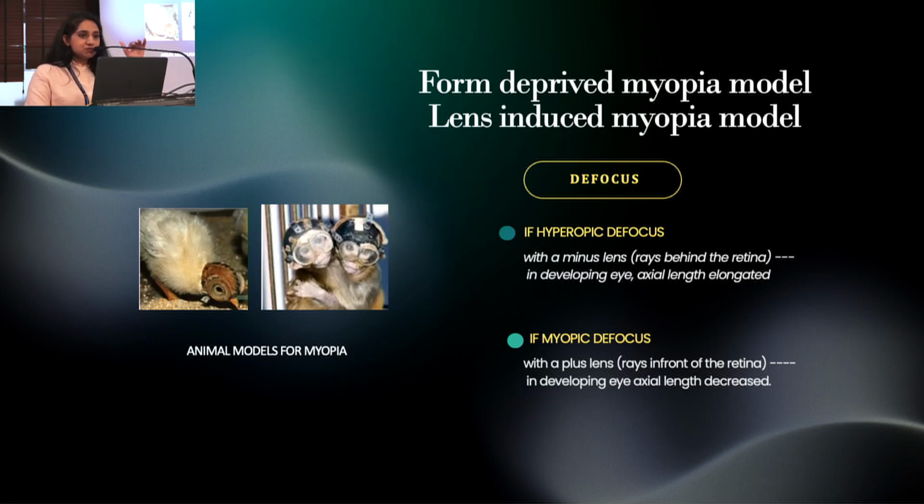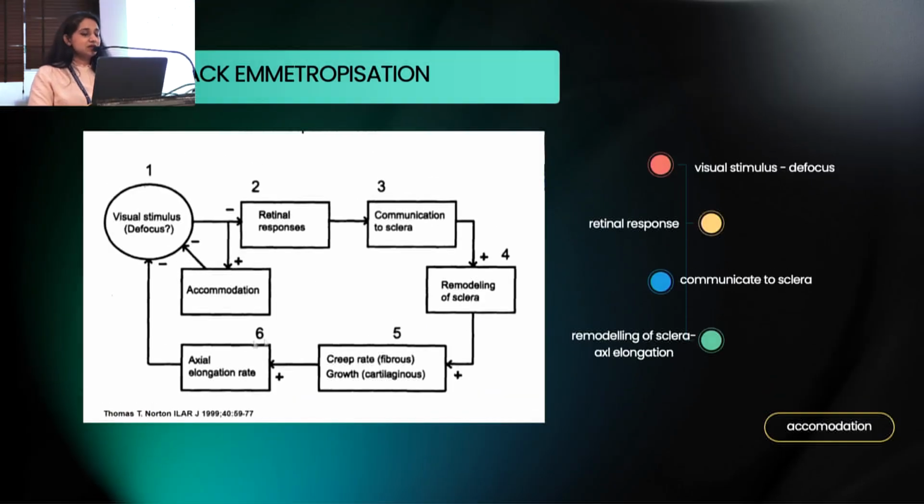So if you put a minus lens in the developing eye of chicks or tree shrews or monkeys, they noted that axial length elongated because the rays were focusing behind the retina, and that gives a stimulation, and vice versa if you put a plus lens. So that is the first theory, the feedback emmetropization. That is how it came, the first theory, along with all the studies.